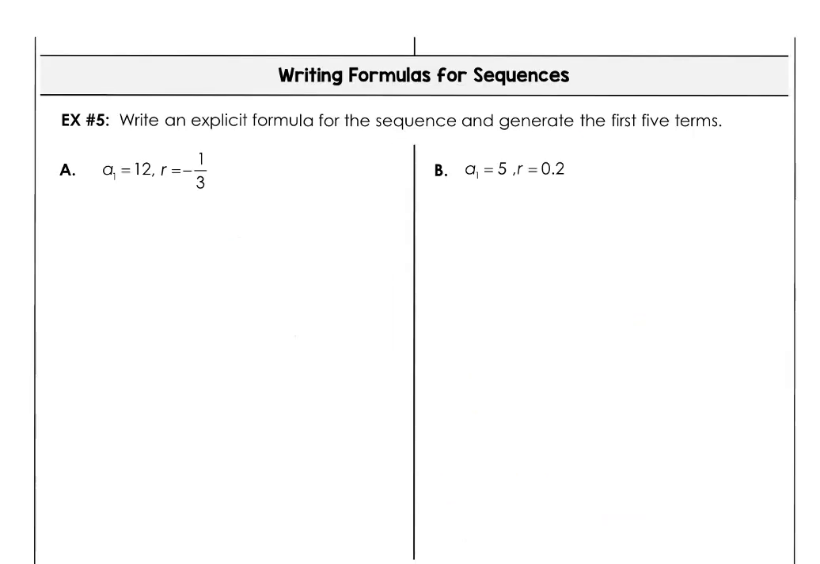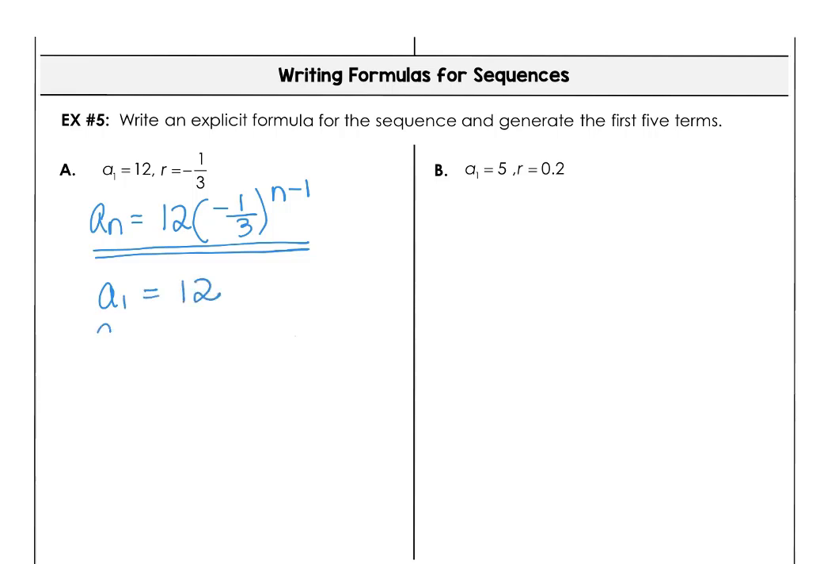For example 5, we want to write an explicit formula for the sequence and generate the first 5 terms. Here we have the ratio is -1/3, so our a sub n term is the first term times the ratio to the n minus 1 power. So we have our explicit formula, and then substituting for a sub 1, they told us that was given as 12. And for the second term, if you put a 2 here for n, that's -1/3 to the 1 power, and 12 multiplied times -1/3 is -4.